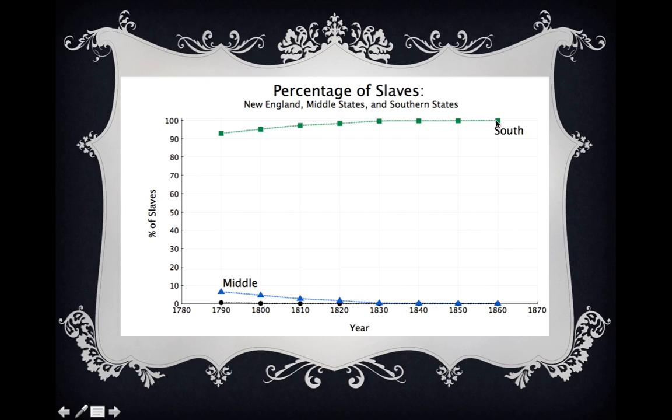By 1860, I believe the number was close to 98 or 99% of all slaves in the United States being located in the South. So just realize that for the entire time period from 1790 to 1860, over 90% of the slaves in the United States were located in the Southern colonies. So once again, underpinning the notion of how important slavery was to the South relative to the middle colonies and to New England.